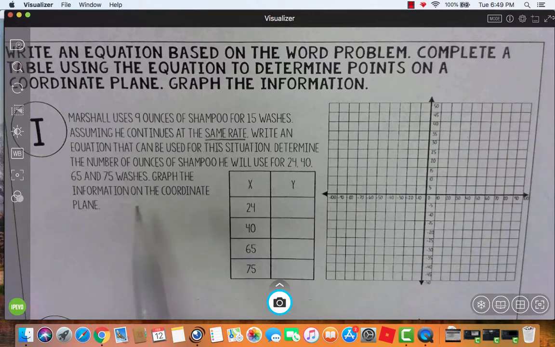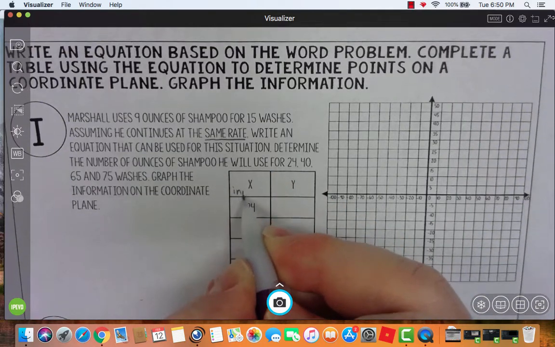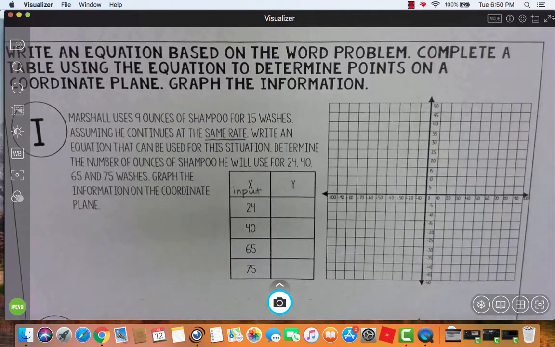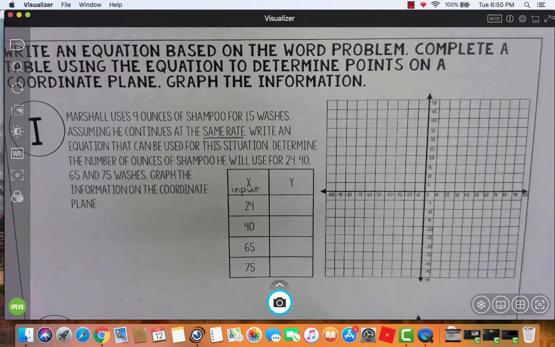So real quick, where he says determine the number of ounces of shampoo he will use for 24, 40, 65, and 75, that is our x, which is also our input. I might write input right here. Remember, x, our input, is also the independent variable, meaning it can be whatever you want it to be. And in our word problem, they're telling us the independent variable is going to be 24, 40, 65, and 75. We just have to come up with an equation to figure out how many ounces he'll use for each of these washes. Okay?